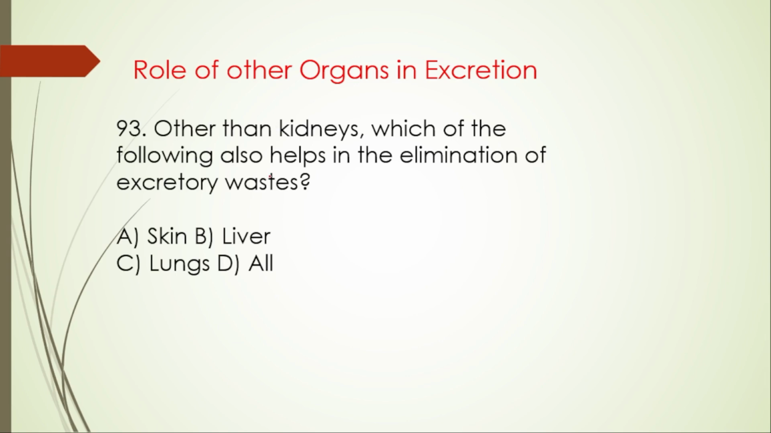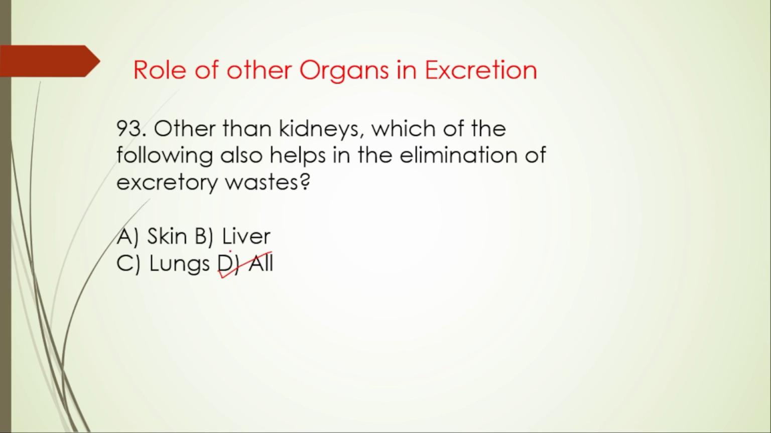93. Other than kidneys, which of the following also help in the elimination of excretory waste? A. Skin, B. Liver, C. Lungs, and then D. All. How? See, from the skin what happens? Skin eliminates excess water, salt, and then a small amount of urea through the sweat.